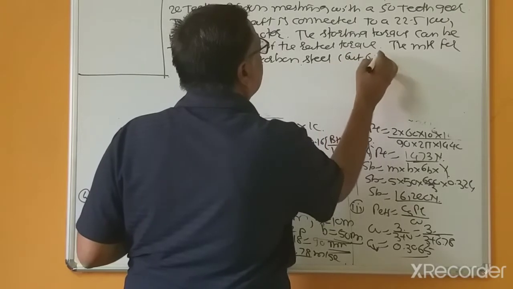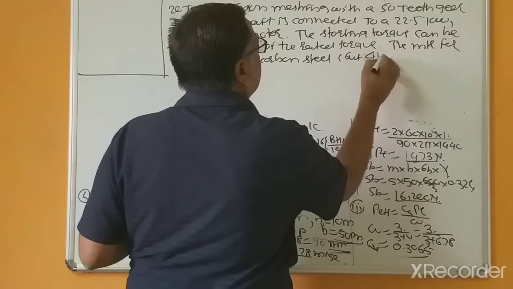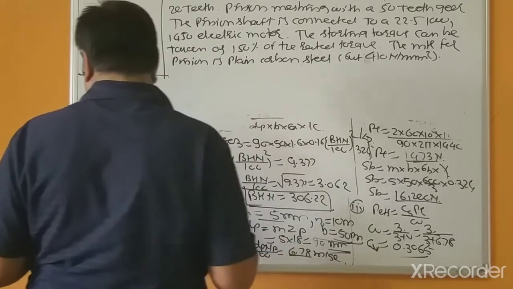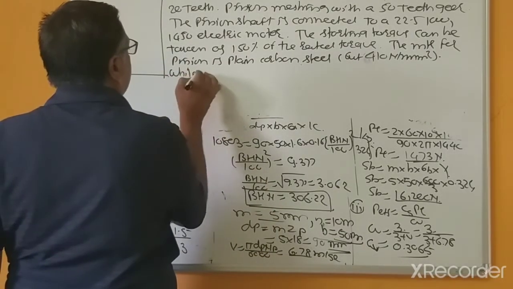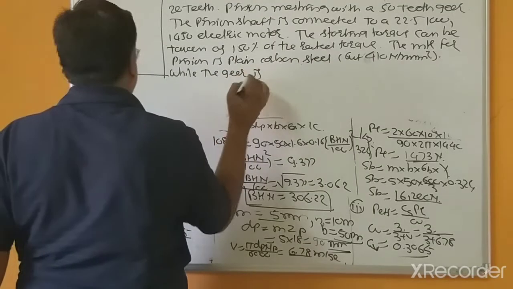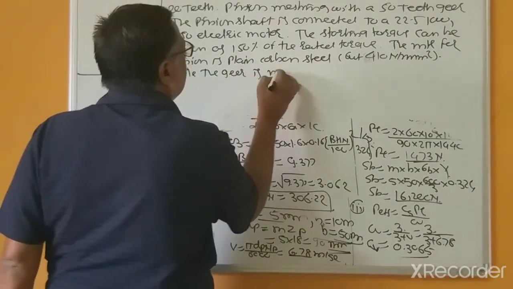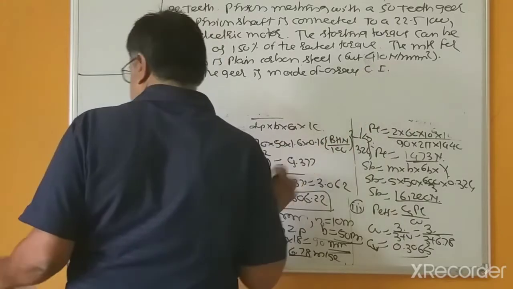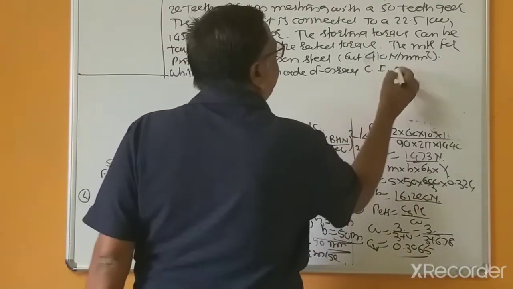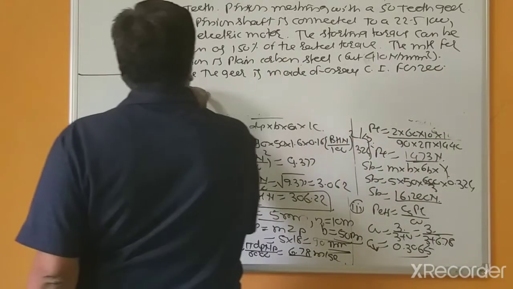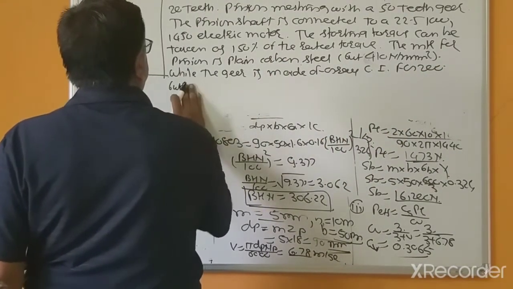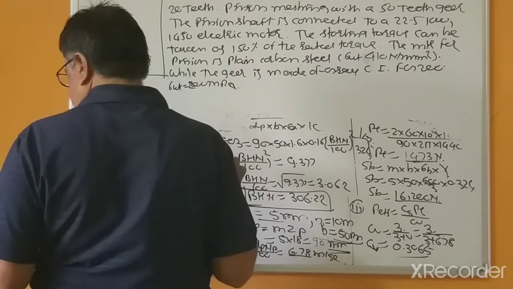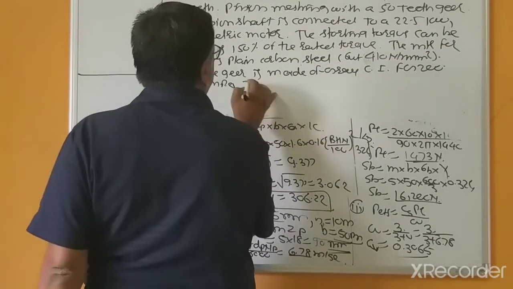Sigma UT 410, while the gear is made of gray cast iron FG 200, sigma UT equal to 200 megapascals. The factor of safety is 1.5.